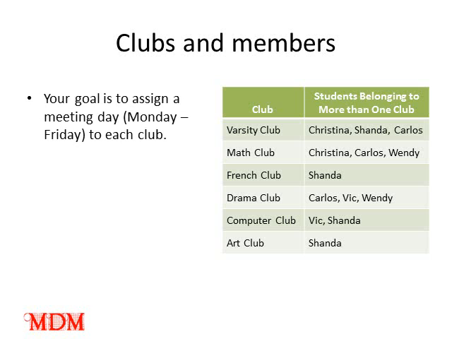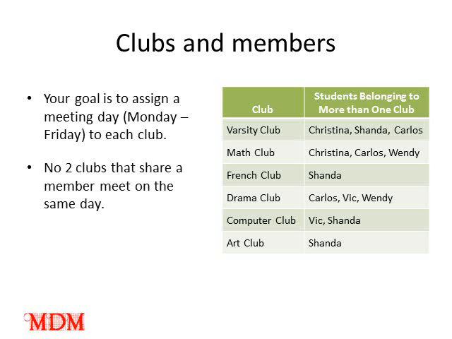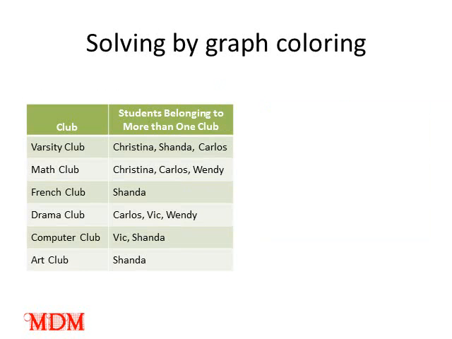Your goal is to assign a meeting day, Monday through Friday, to each club. Remember, no 2 clubs that share a member meet on the same day. Use as few days as possible. We're going to solve this problem by graph coloring. First, we have to decide what the vertices are going to represent.